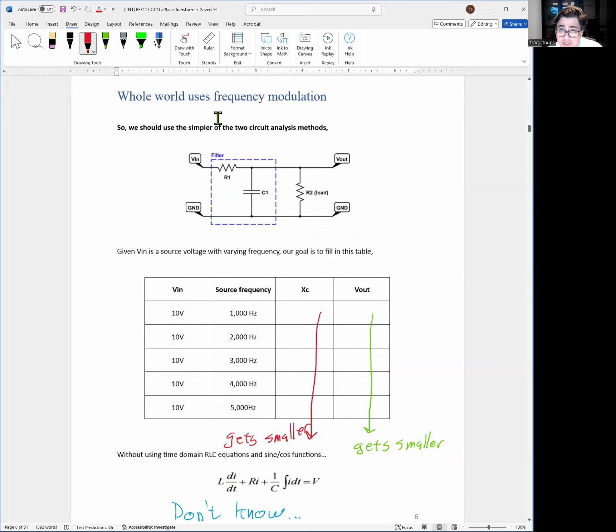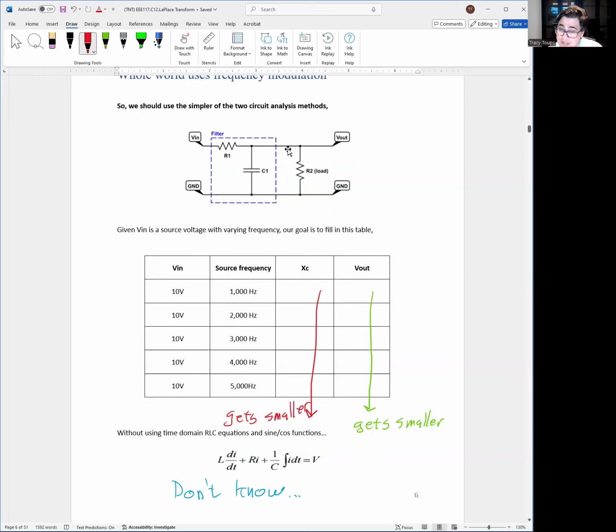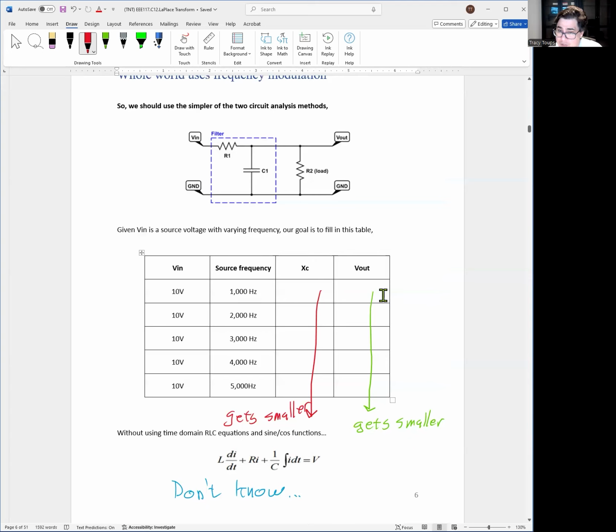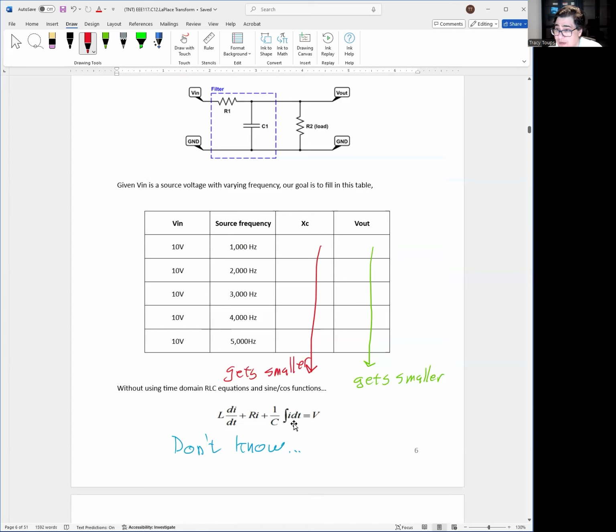But we need to use frequency analysis to figure this out. Doing this is a lot easier because it's just arithmetic, right? We already did this before. It's easier than using second order differential equations with sines and cosines, because all these input voltages are sines and cosines of varying frequency. I don't want to do this second order DE. No way. I'd rather write this chart. This is easier. And this chart is frequency analysis. This equation out here is time domain analysis, and that's a lot harder.